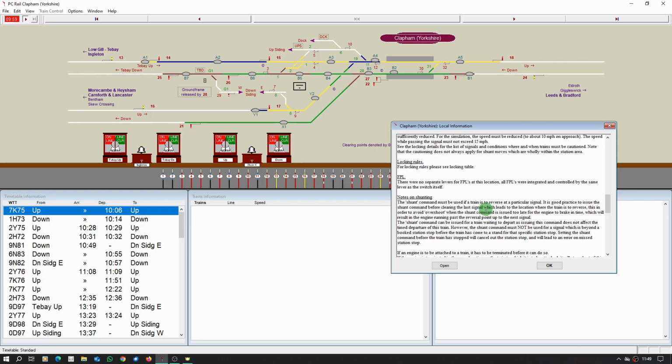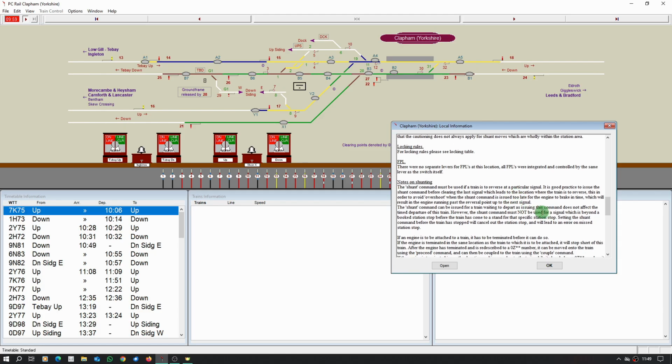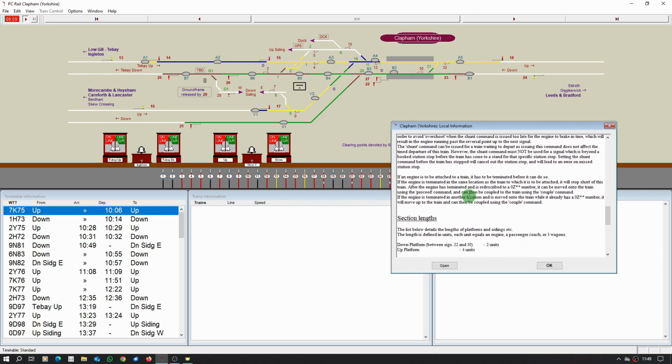I think it was mainly to save money paying the signalman, because they used to get paid on how many levers they used to pull in a shift. That's how they used to grade the boxes. That's quite a subject in itself. So a bit about shunting.